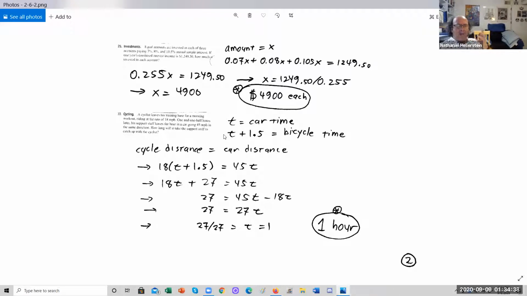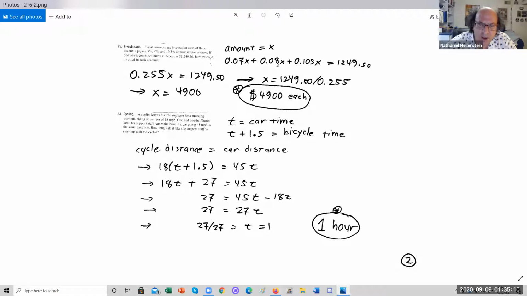Okay, here's another investment problem. There's an amount, x dollars, that's invested at 7%, the same amount at 8%, the same amount at 10.5%, making a total interest income of 1,249.5 for one year. So how much in each? Okay, fine. 7% of x plus 8% of x plus 10.5% of x is 1,249.5.